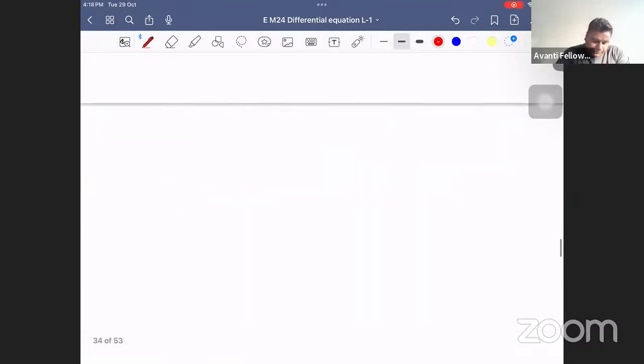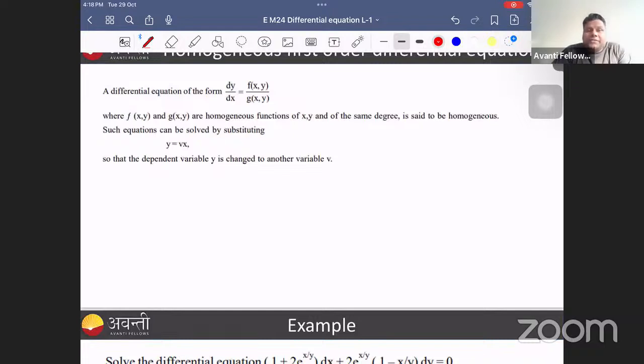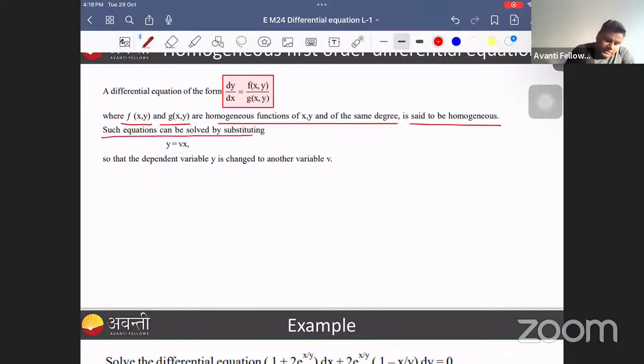Got it? Now, what is a homogeneous differential equation? When a differential equation is in the form dy by dx is f of xy upon g of xy, where f of xy and g of xy are homogeneous functions in x and y of the same degree. Both should have the same degree. Then we call it a homogeneous differential equation. And we can solve it by using a simple substitution, y equals vx.